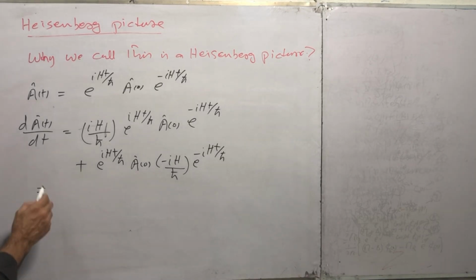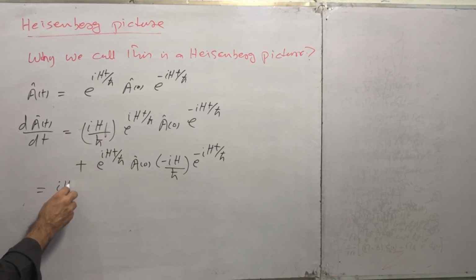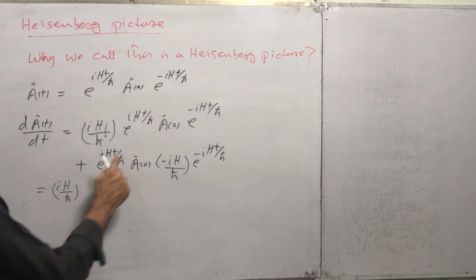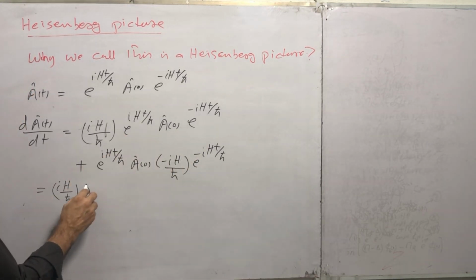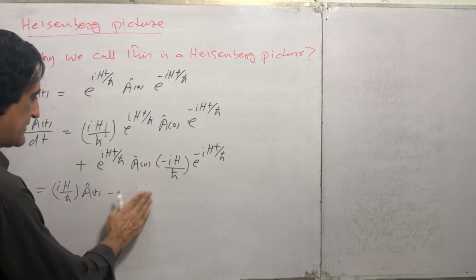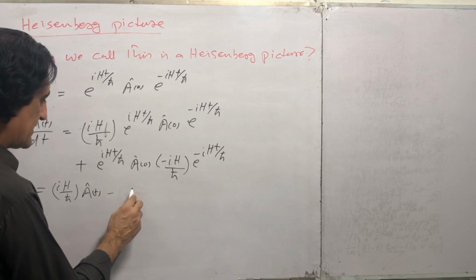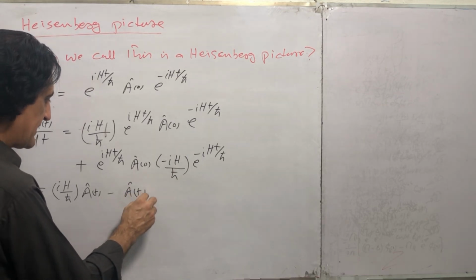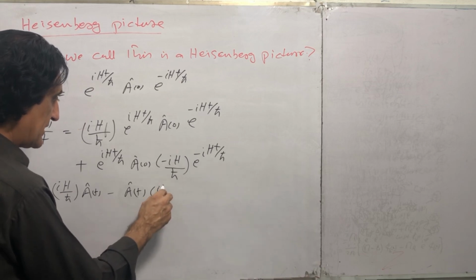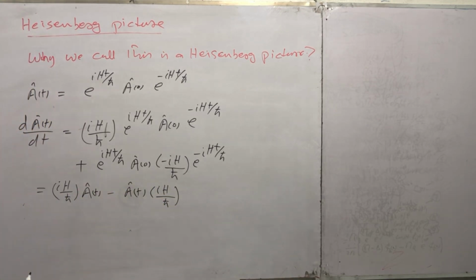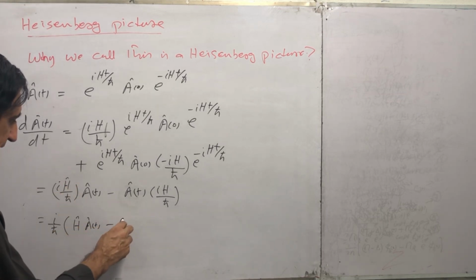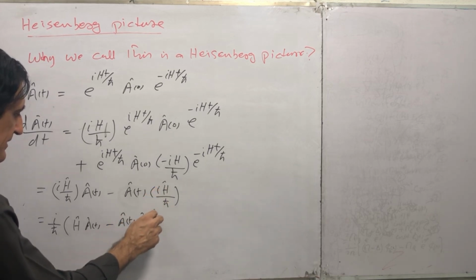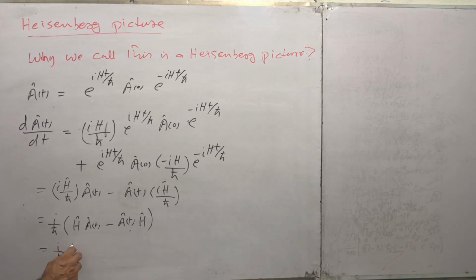And further, if I take iota H divided by h cut, this term is nothing but A of t, and we have a minus because of the order of the terms. So we can take this A of t, and the remaining thing is iota H divided by h cut. Here iota divided by h cut is common, and here this is H A of t minus A of t H, and this is nothing but the commutation relation between A and H.